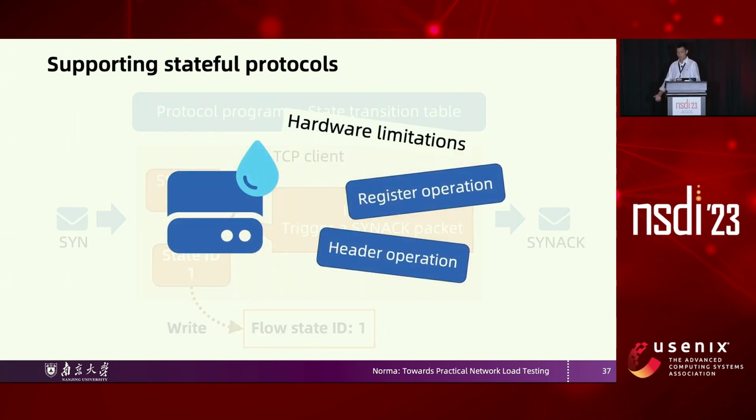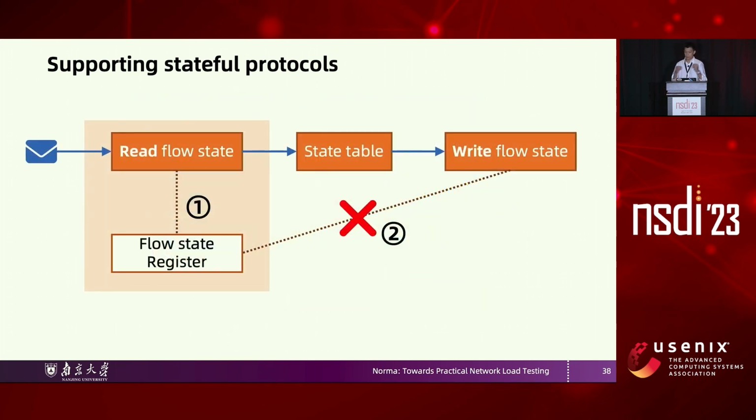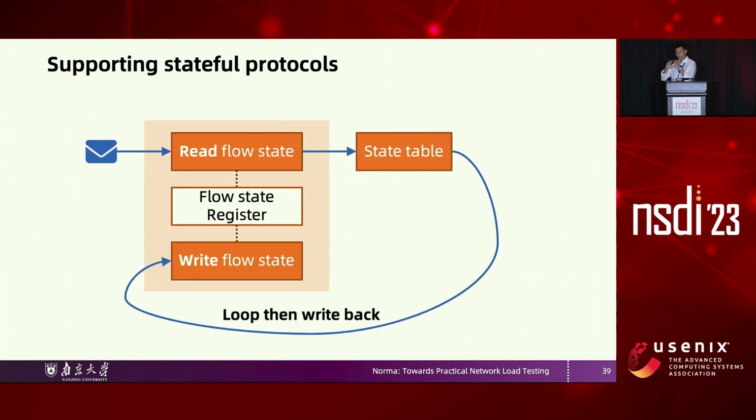But because of some limitations of the hardware, this state transition table is not as simple as I described before. For example, the flow state cannot be accessed twice in the pipeline because of the programmable switch pipeline structure. So we have to loop the packet to work around this limitation. We need to loop back the packet.